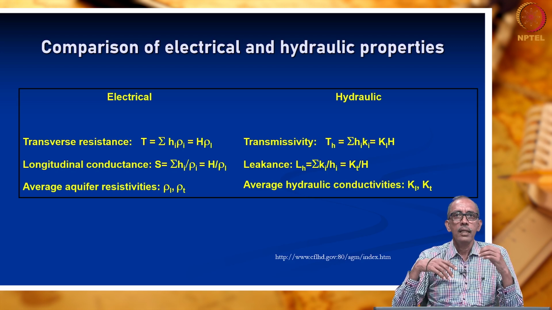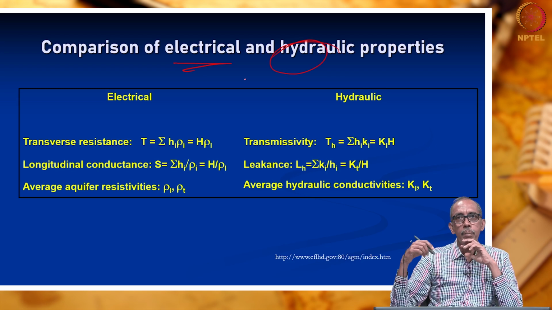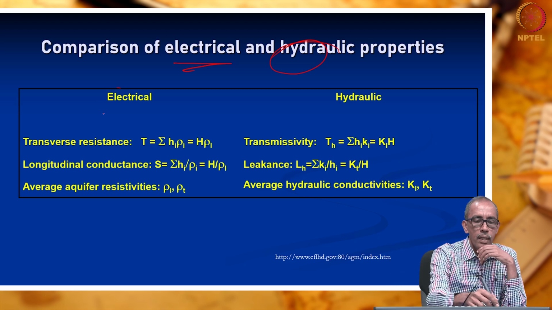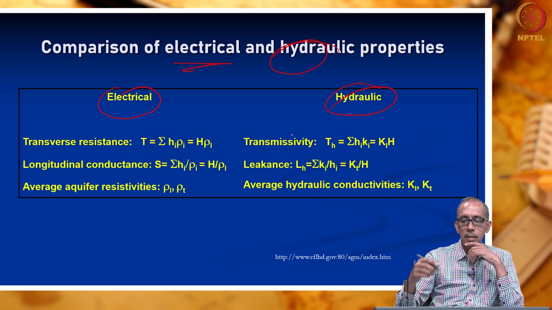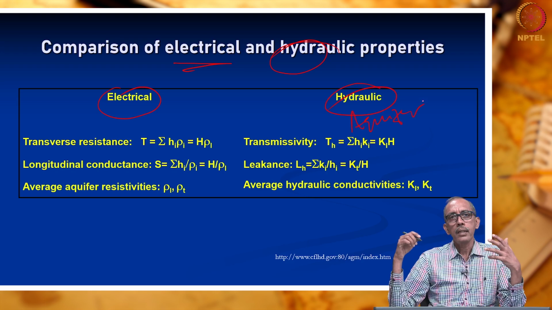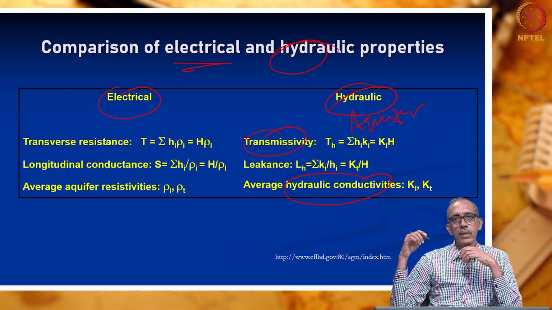That is why there is a good comparison between the electrical properties and the hydraulic properties, or in other words, aquifer properties. Aquifer properties is the most apt word. So here are the electrical properties, here are the aquifer properties. What are the important aquifer properties? Aquifer properties are transmissivity and hydraulic conductivity.